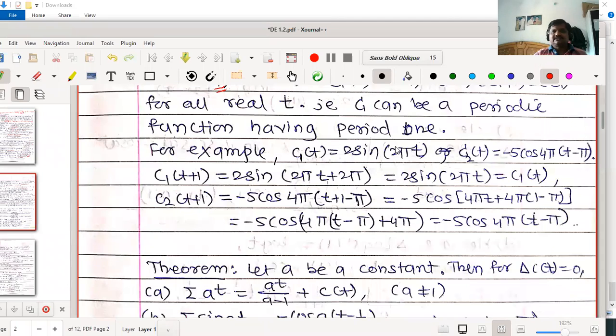Now, its example is this one. That is, C can have a periodic function having period 1. For example, I will take C1 of t equal to 2 into sine 2 pi t. C1 of t equal to 2 into sine 2 pi t. Or C2 of t equal to minus 5 times cos 4 pi into t minus pi. Now consider C1t. I will let C1t be equal to this. Therefore, C1t plus 1. What will be C1t plus 1 now?